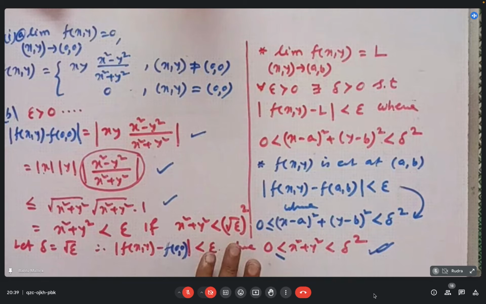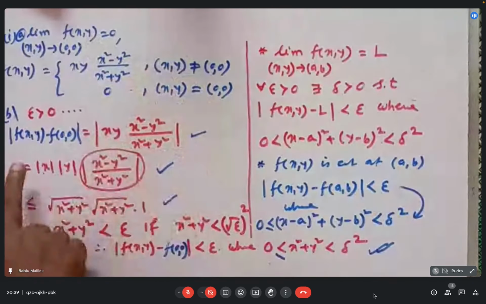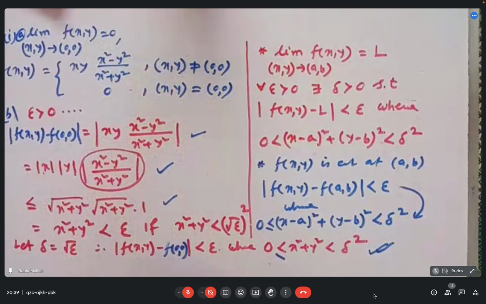Now I shall do one problem of continuity. Here I have done a question of limit. So for continuity, you will do this. Next, write.